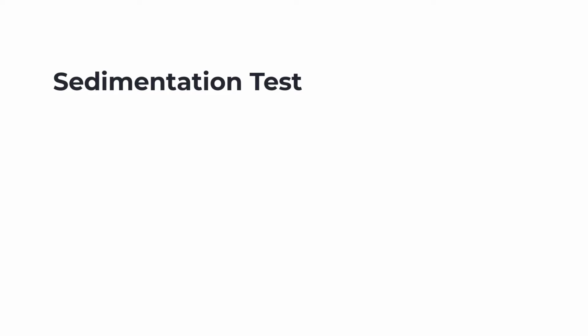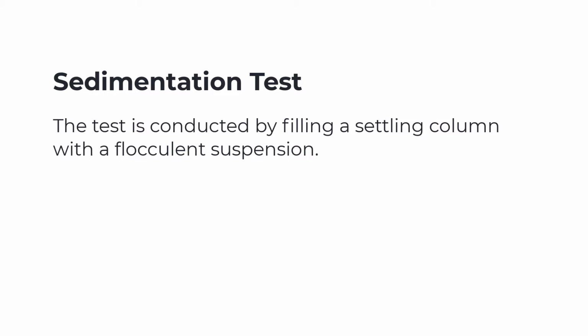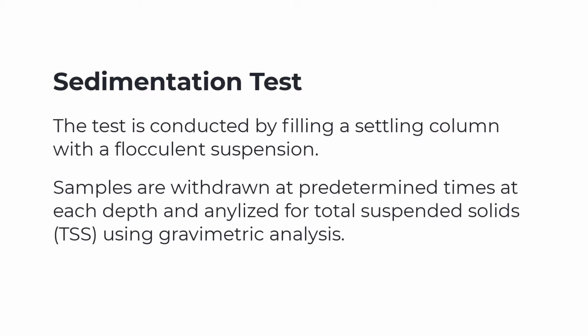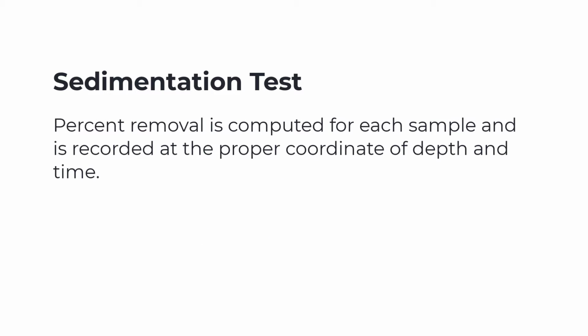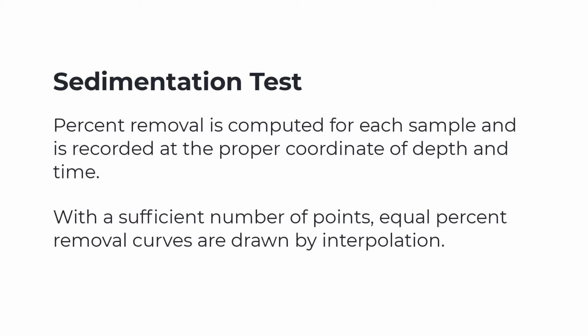The sedimentation test is conducted by filling a settling column with a flocculent suspension that is thoroughly mixed prior to the start of the experiment. Mixing is stopped and samples are withdrawn at predetermined time intervals at each depth. Each sample is analyzed for total suspended solids, or TSS, using gravimetric analysis. The percent removal is computed for each sample and is recorded at the proper coordinate in depth and time, similar in concept to a topographic map. Once a sufficient number of points have been plotted, curves representing equal percent removal lines are drawn by interpolation.